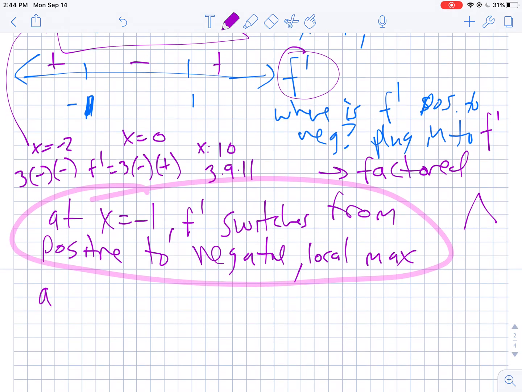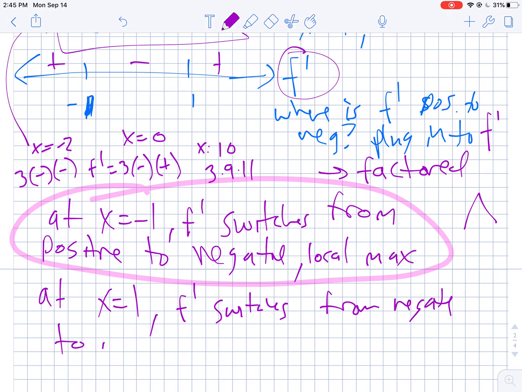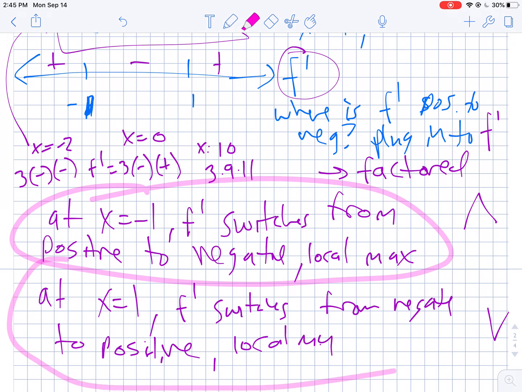To finish answering the question, if we look at x equals 1, your f prime switches from a negative to a positive. I see that that's going to be a local minimum. Okay, so that's the answer to my question. I found the values and I justified why each one was a local max or why each one was a local min. Remember, local is the same as relative in this.